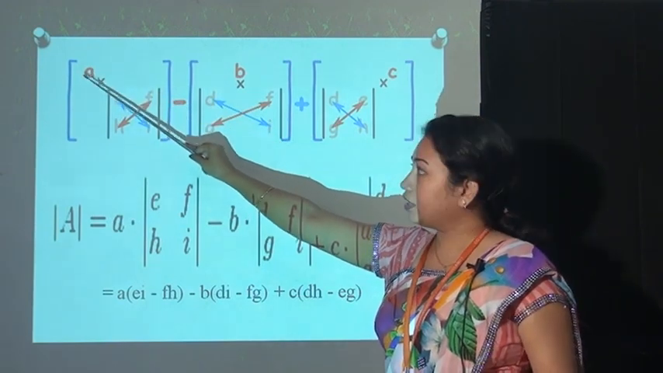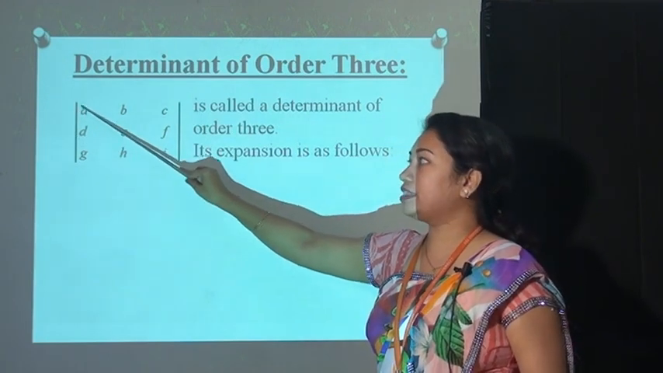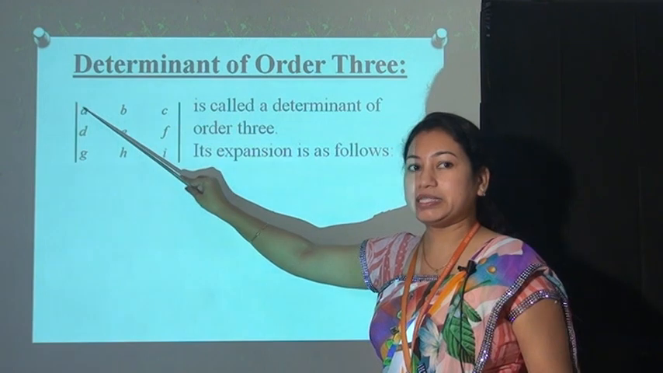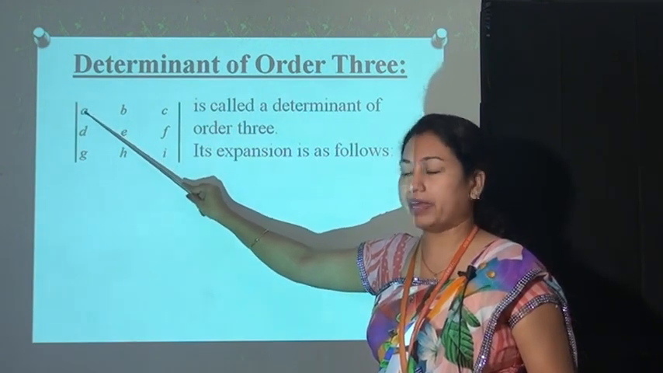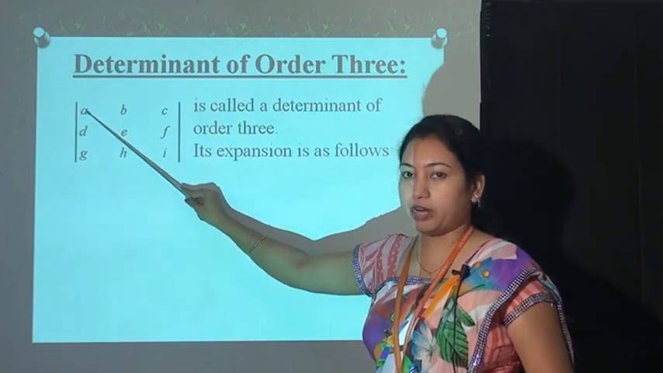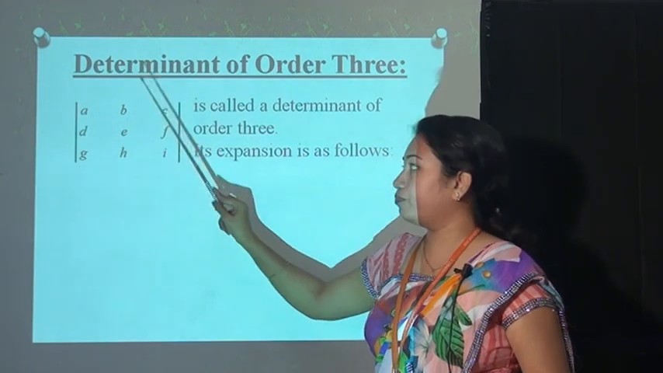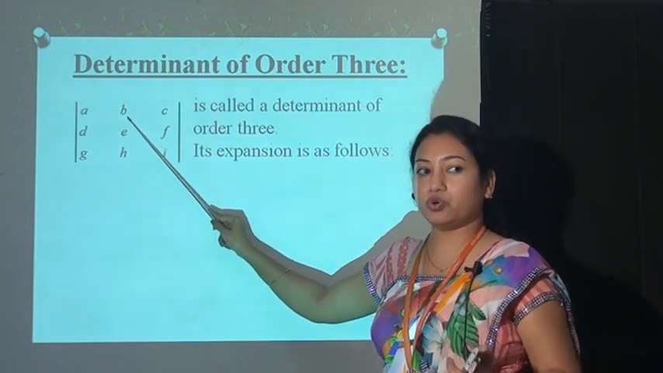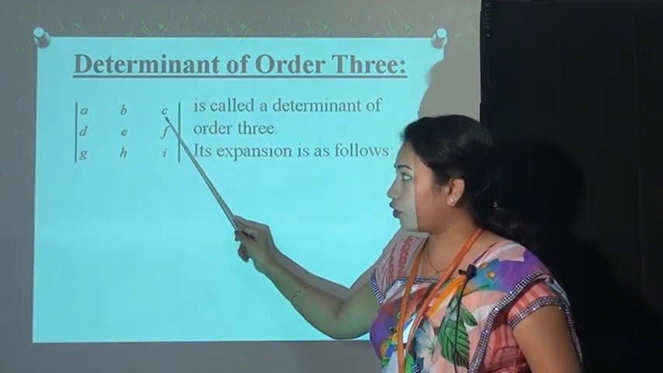See here, this is known as the order, or you can say the place of this element is first. That means you can say that this one is A11. One denotes the row number and the second one denotes the column number. So A11 is in the first row and first column. Here this element is in first row and second column. This element is in first row and third column.